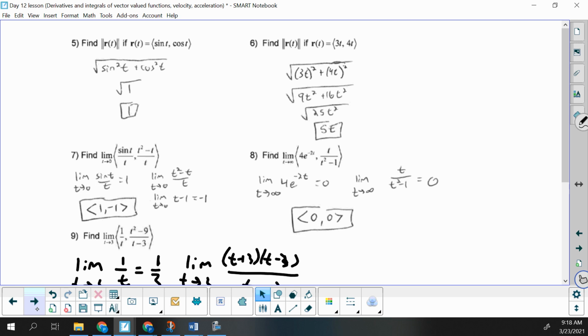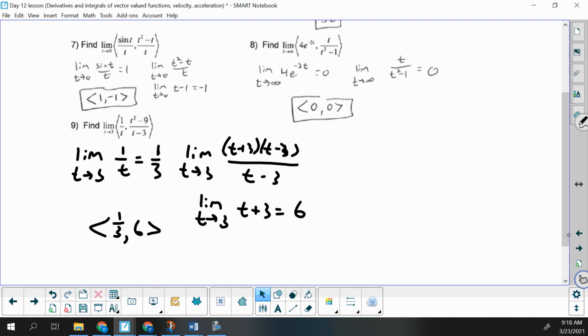In 5, our magnitude. Do each of your parts squared. That ends up being 1, so we just get 1. And square each of our parts, take the square root, we get 5t.